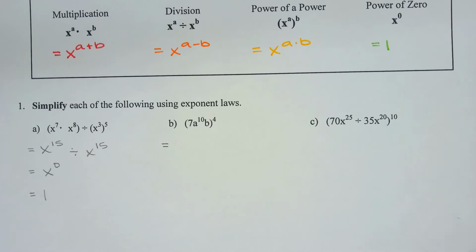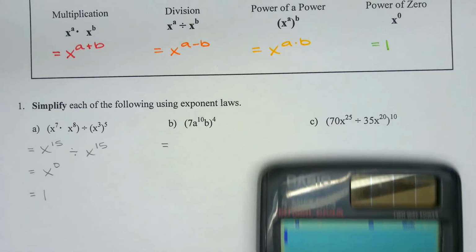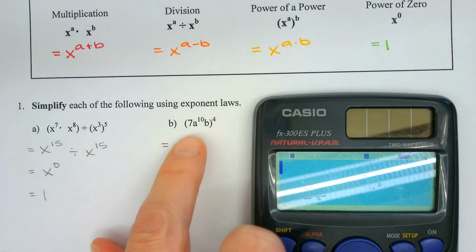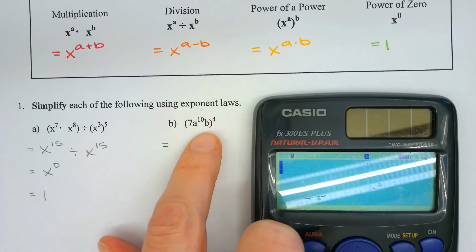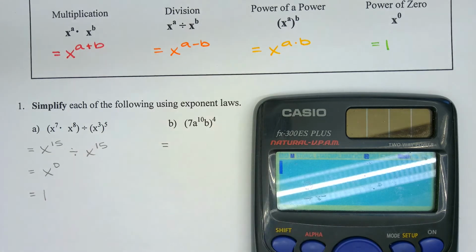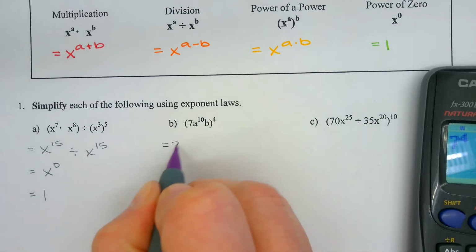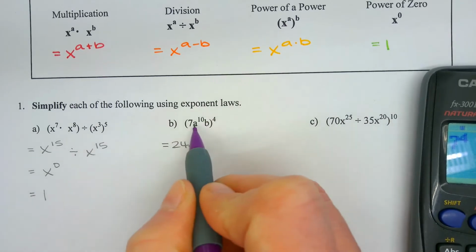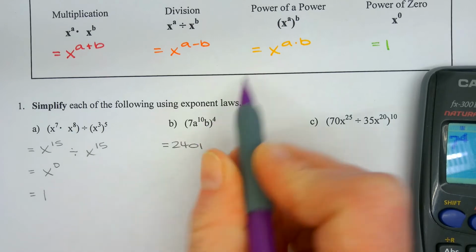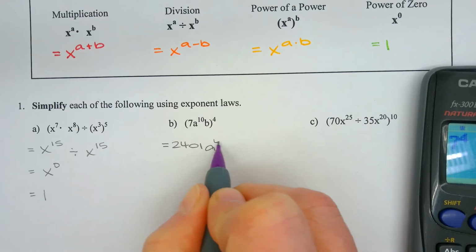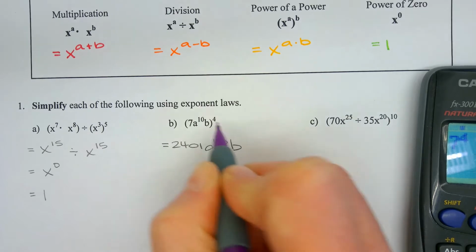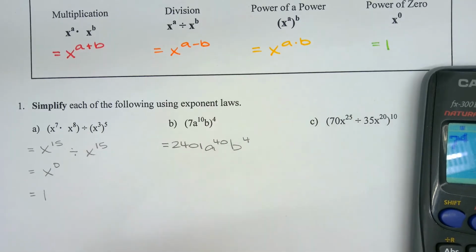Okay, so I have a monomial to the power of 4, which means I need to do 7 to the power of 4, a 10 to the power of 4, and b to the power of 4. So 7 to the power of 4 is 2,401. When we have a power to a power, we're going to multiply. So I'm going to get a to the power of 40, and I'm going to get b to the power of 4.